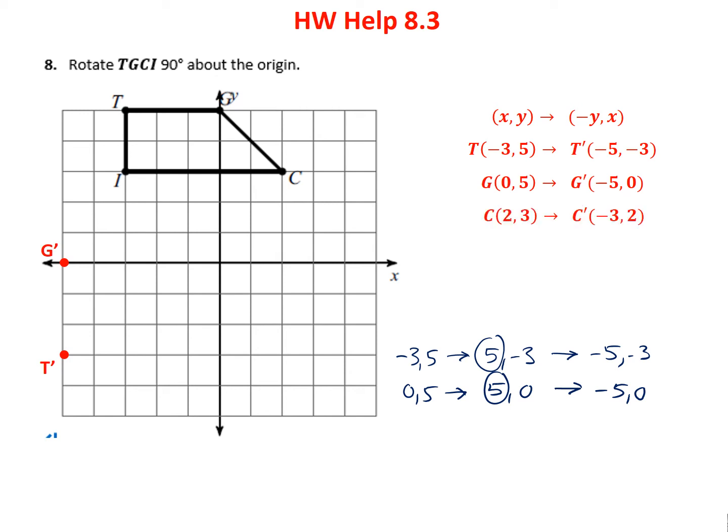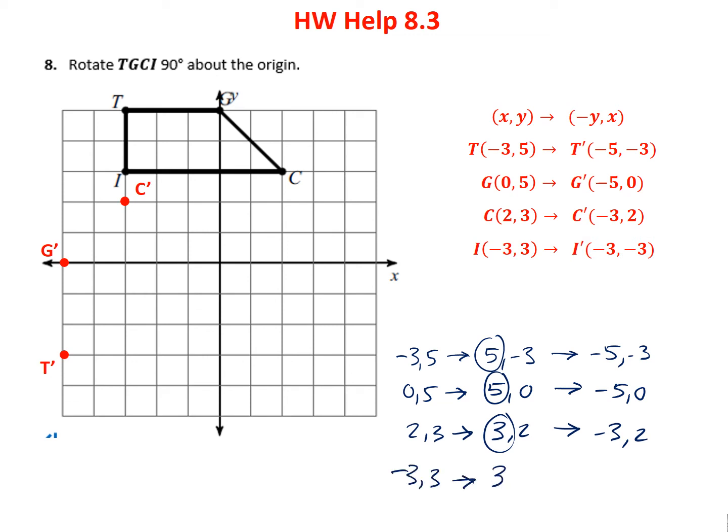And then our next point, C, 2, 3. Switch them, 3, 2, and then take the opposite of that one, so I get minus 3, 2 is my rotation there. And then finally, minus 3, 3. I switch them, becomes 3, minus 3, and take the opposite of that, so I end up with minus 3, 3 is my point. Plot that point. And then there's our triangle rotated 90 degrees about the origin.